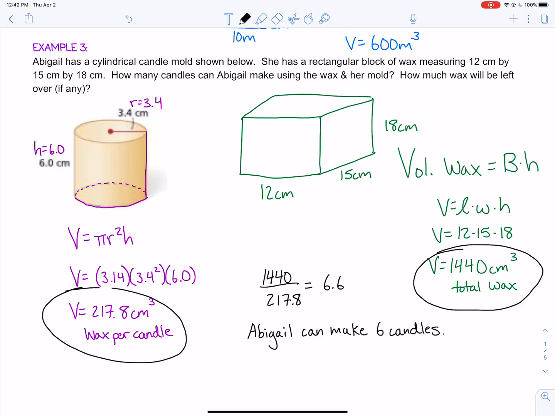And then it asked how much would be left over, if any. The 0.6 is how much is left. So if she can make 6.6 candles, then she will have 0.6 times the amount per candle, which is 217.8 cubic centimeters of wax, left over, which is 130.7 cubic centimeters left over.